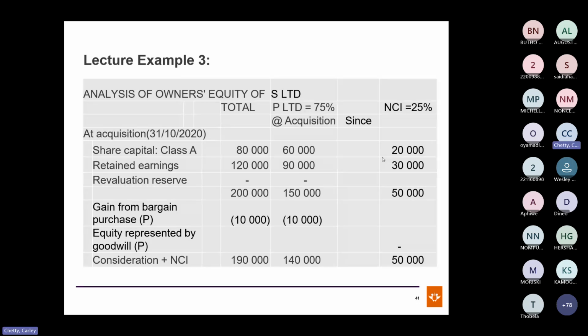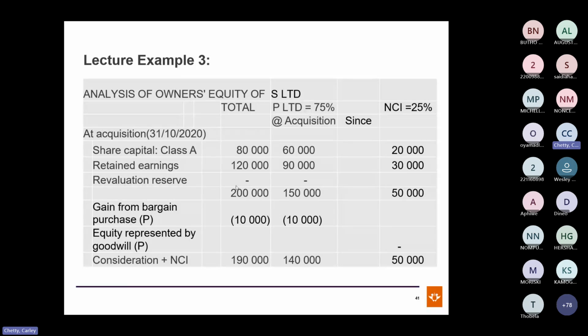Then we need to work out what is the non-controlling interest share. So we are going to take the share capital of 80,000 multiplied by the 25%. Remember the non-controlling interest is the 25%, and that gives us 20,000. So NCI owns 20,000 Rand worth of the share capital. We'll do the same for retained earnings. So the total retained earnings in S is 120,000 multiplied by 25%, and that will give us 30,000 Rand. So NCI owns 30,000 Rand.